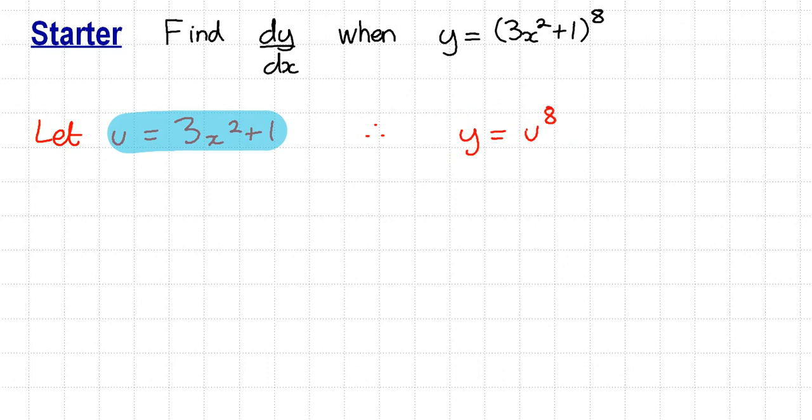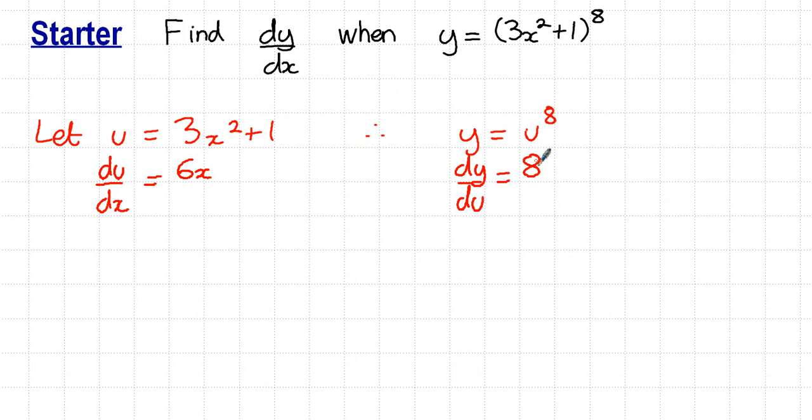So let's do that. Here we get du by dx equals 6x, and here we get dy by du equals 8u to the 7. Now of course ultimately we don't want du by dx or dy by du. In fact we don't want u at all. That's a third variable that we introduced ourselves.